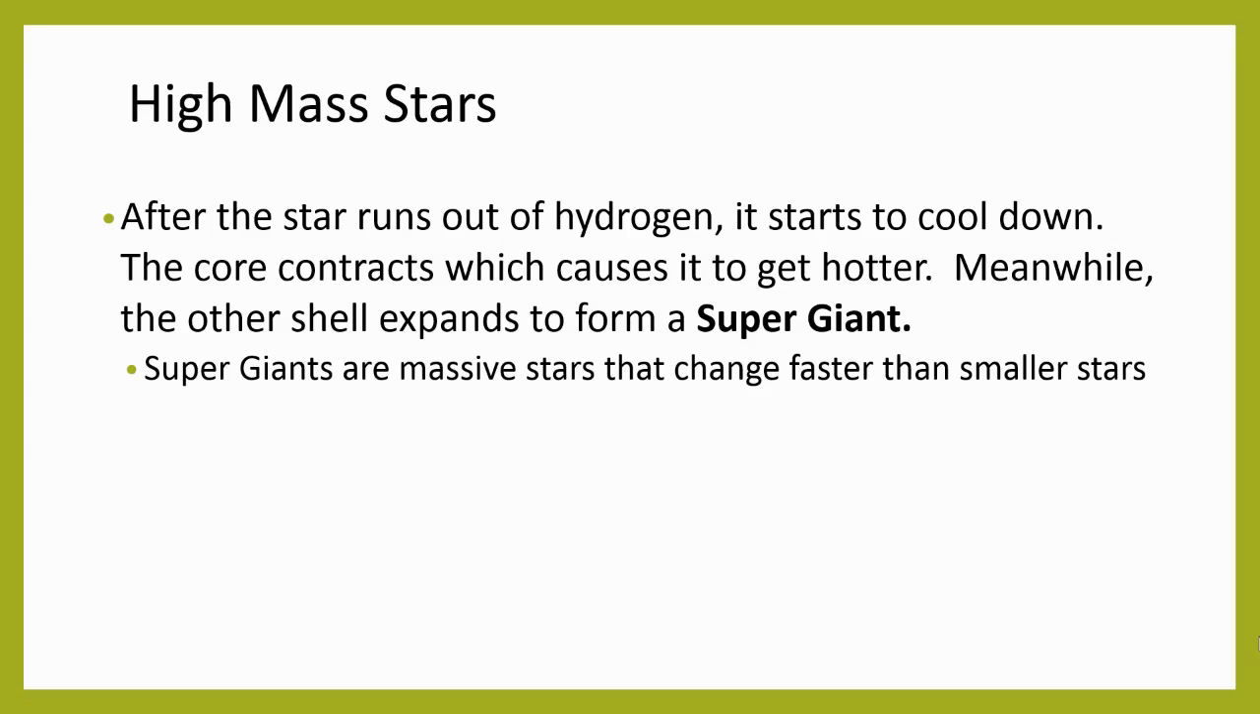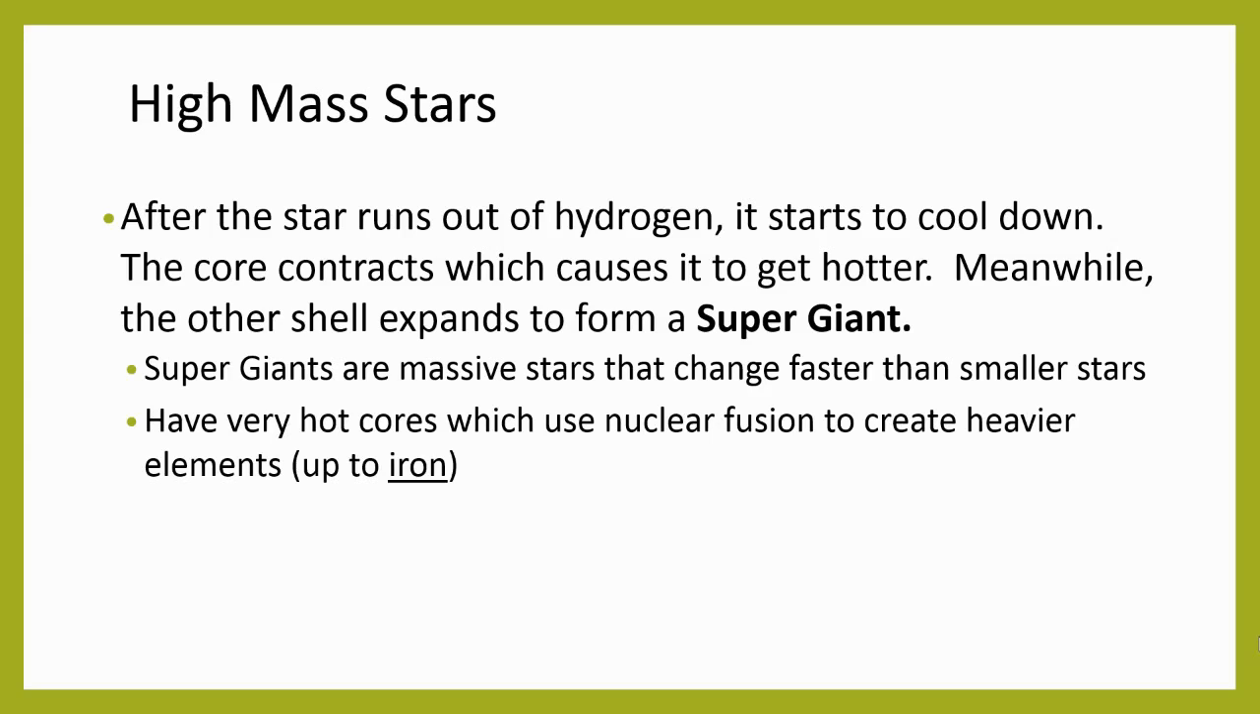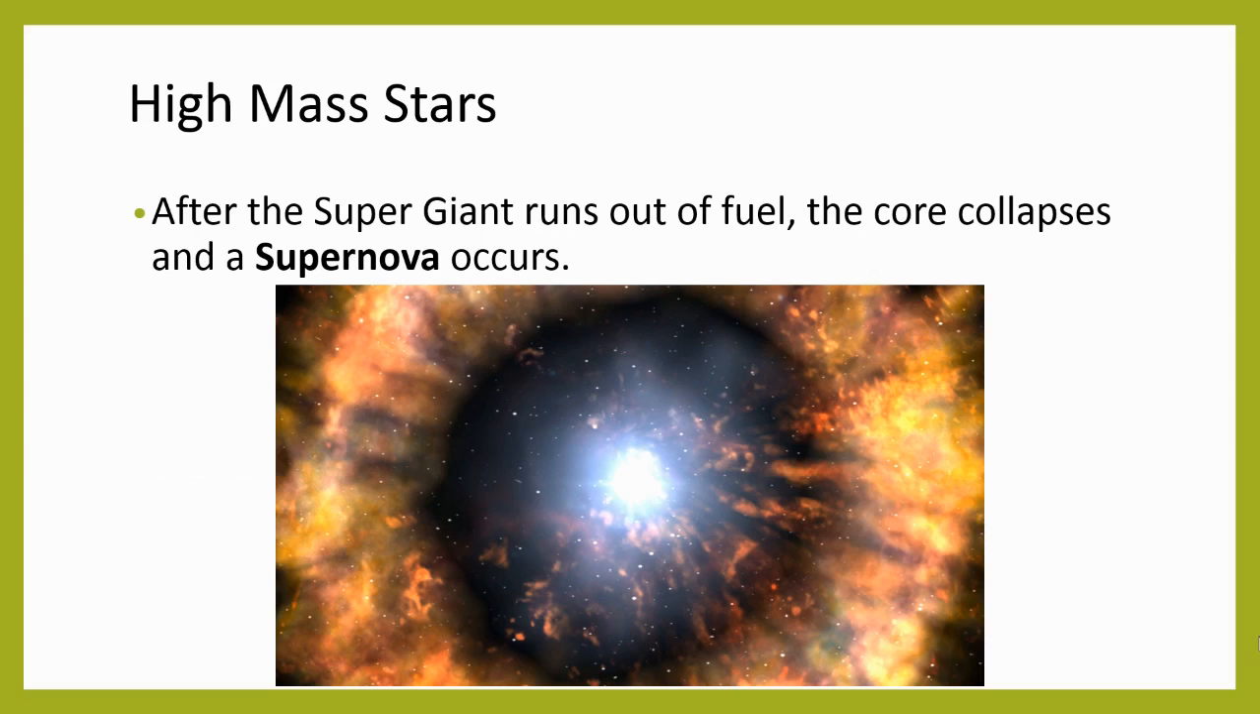They're going to go through changes much faster because they're going to burn up their fuel really, really fast. They have very hot cores, and they have nuclear fusion still going on, but this time we can create heavier elements, bigger elements. The small stars can only get up to carbon. Supergiant stars, because they're so much hotter, can get all the way up to iron, which is much, much bigger than carbon is. Eventually, just like those smaller stars, supergiants will run out of fuel. When this happens, like the small stars, the core collapses, but in this case, we get a supernova as that outer shell is expanding out.